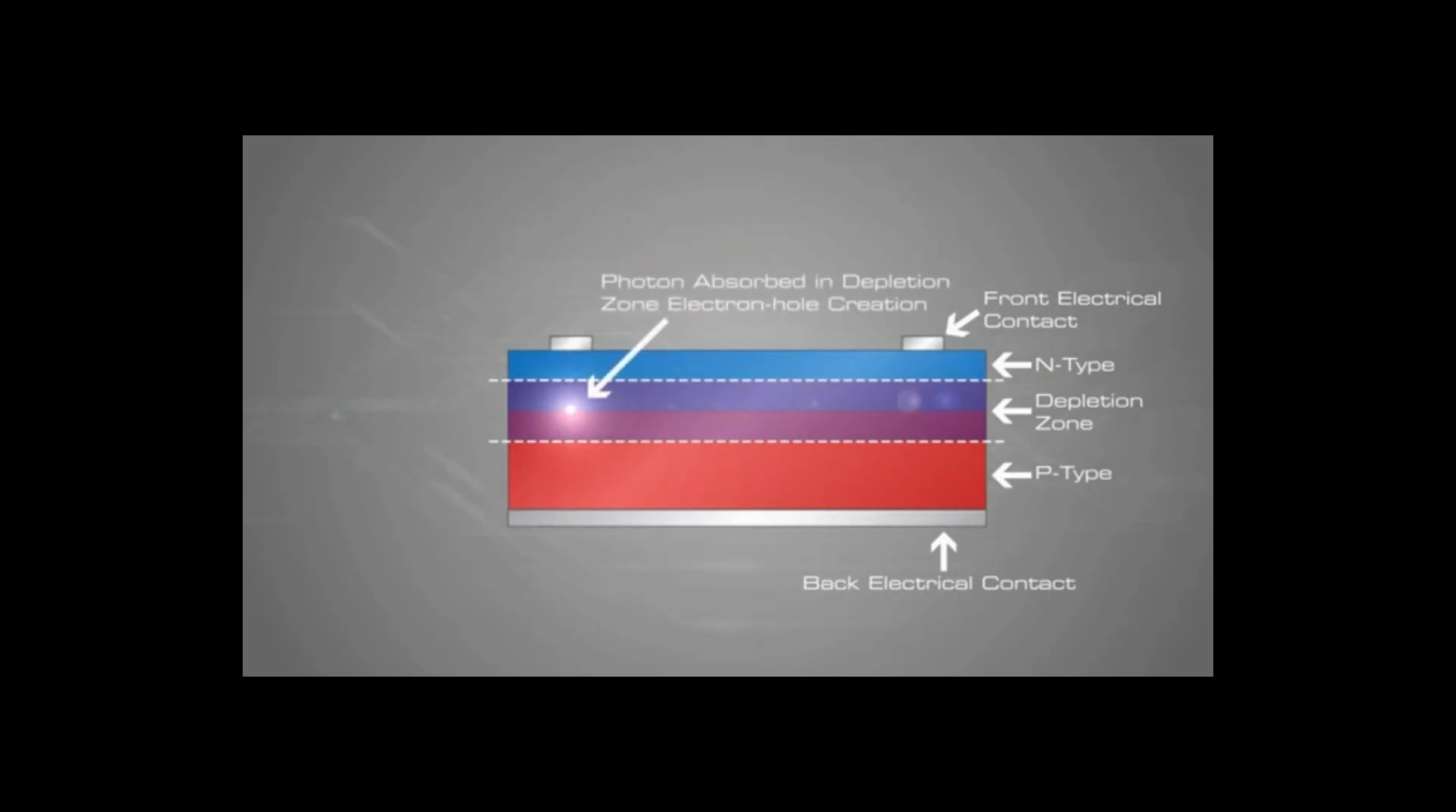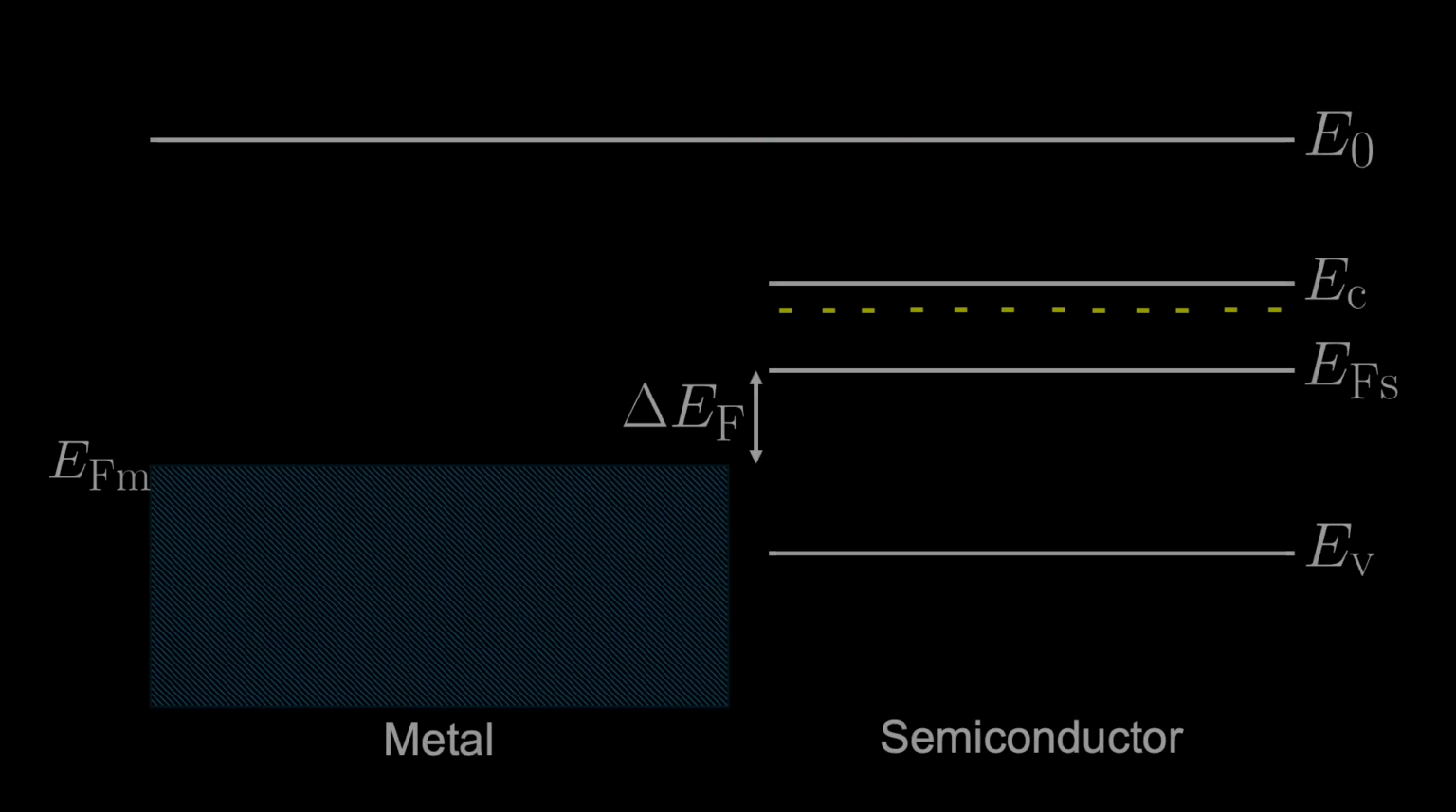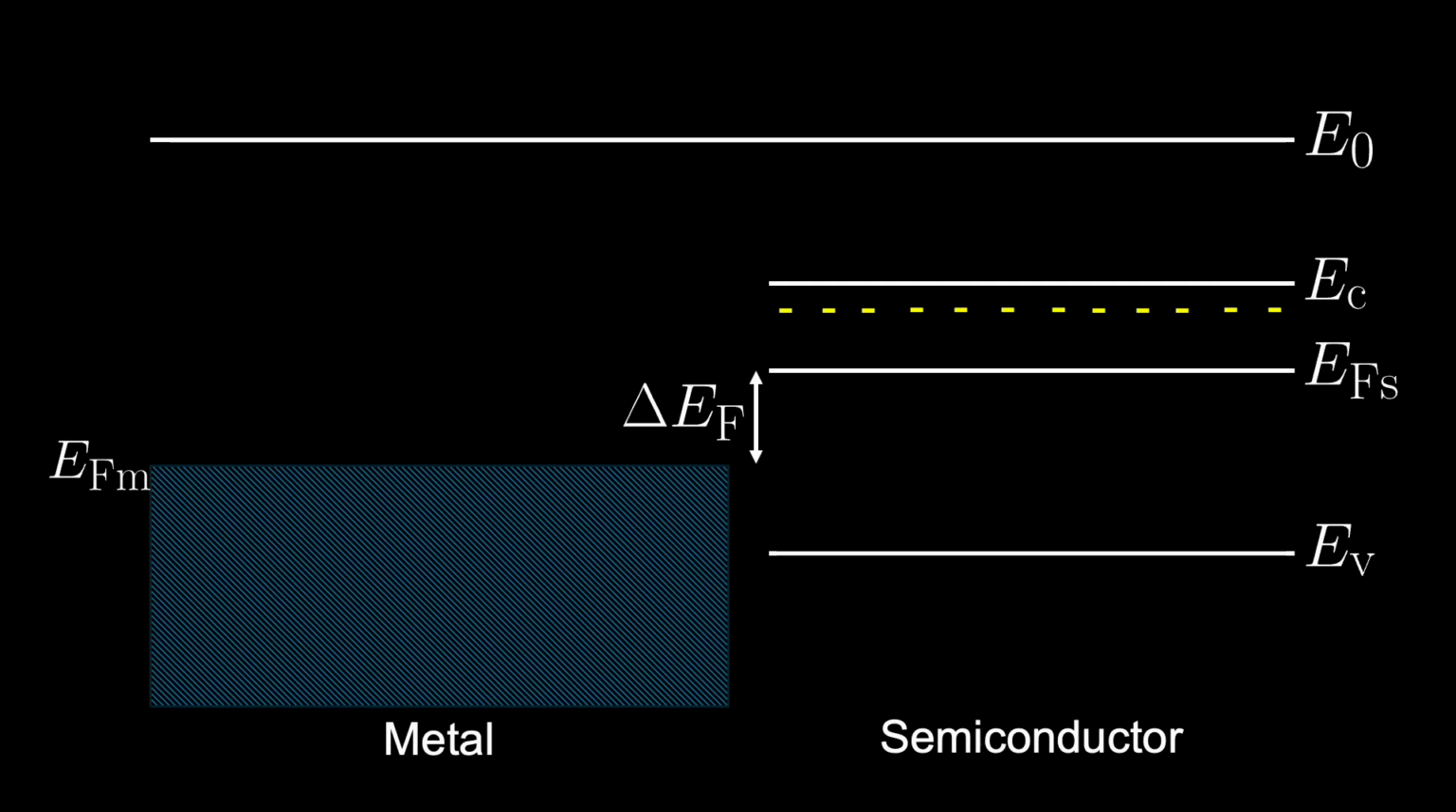If a photon of sufficient energy strikes the junction and is absorbed in the depletion region, an electron-hole pair forms. Electrons are then driven toward the cathode and holes toward an anode via a built-in electric field, which generates a photocurrent.